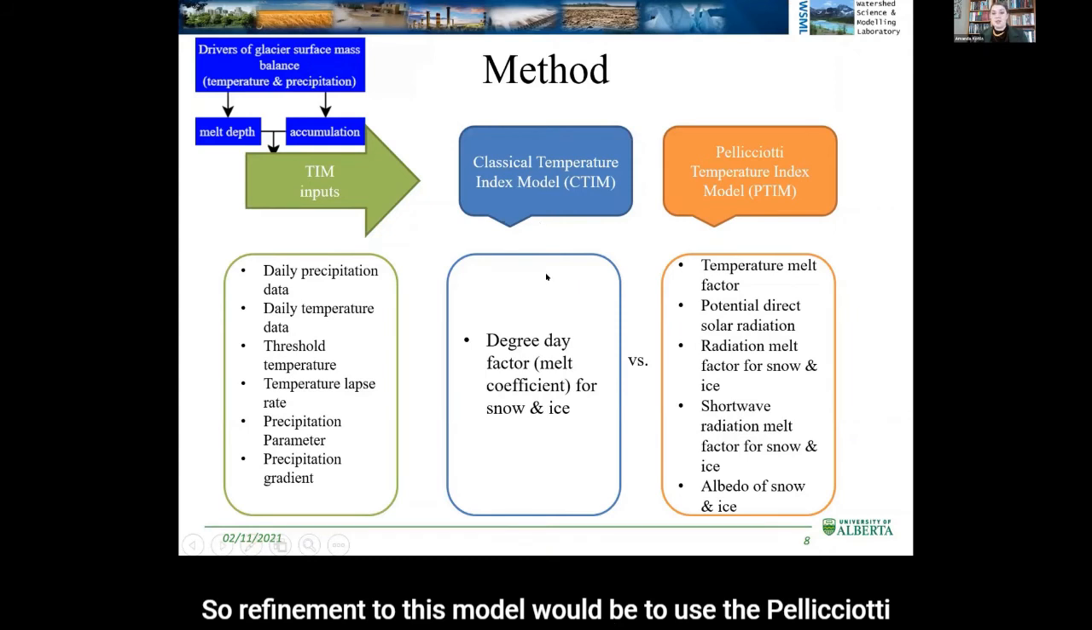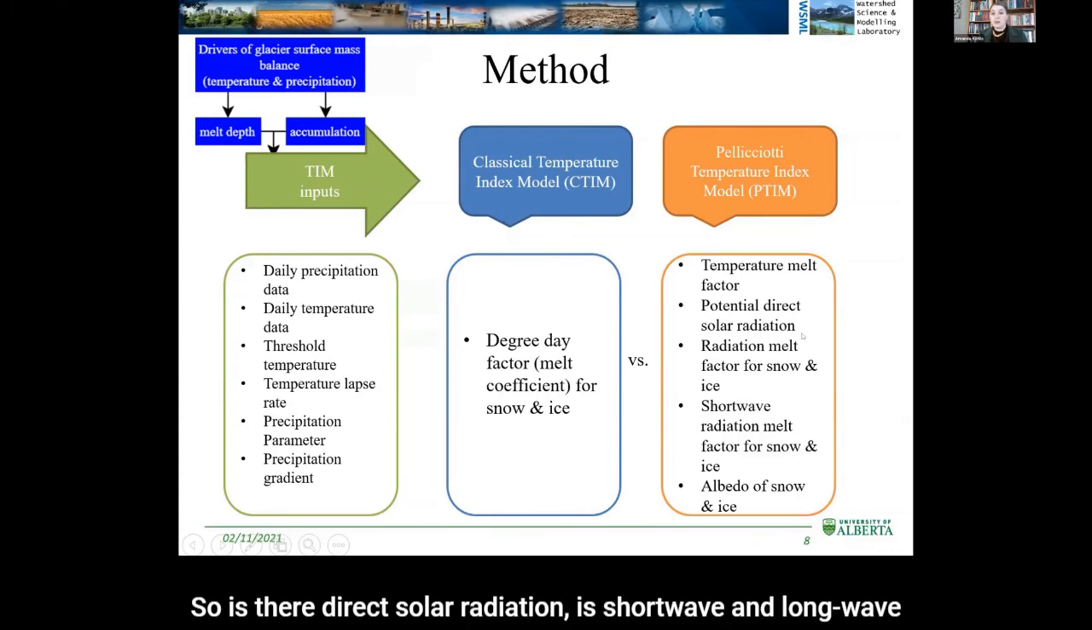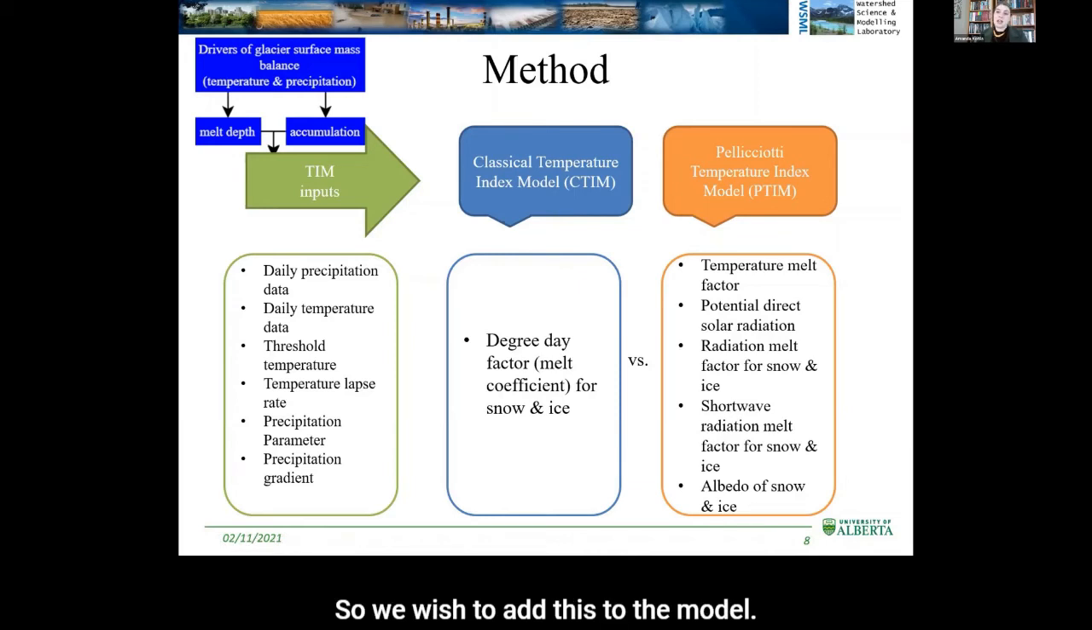So a refinement to this model would be to use the Pellicciotti temperature index model. So not only the temperature melt factor, but then looking at energy inputs from radiation. So is there direct solar radiation? Is shortwave and longwave affecting the melt of snow or ice? Is the albedo of the snow and ice affecting how much radiation it's absorbing? So we wish to add this to the model.